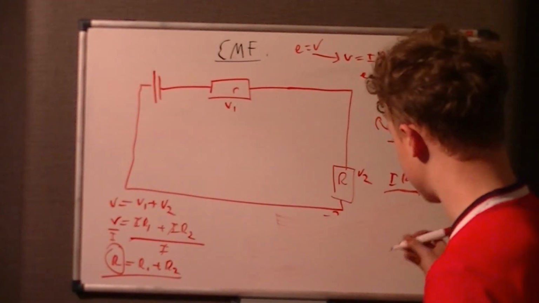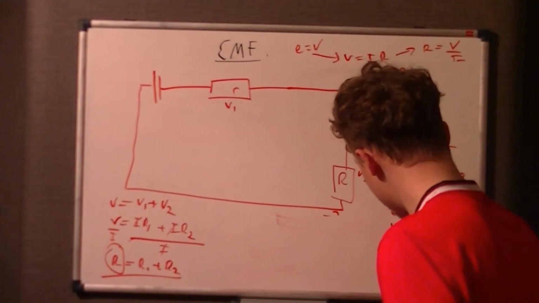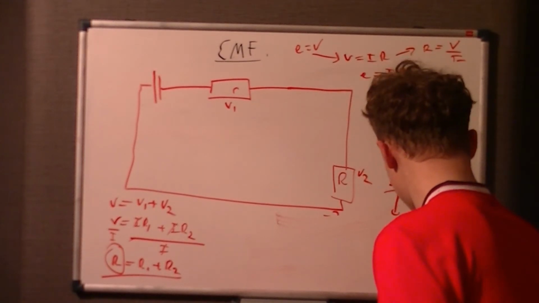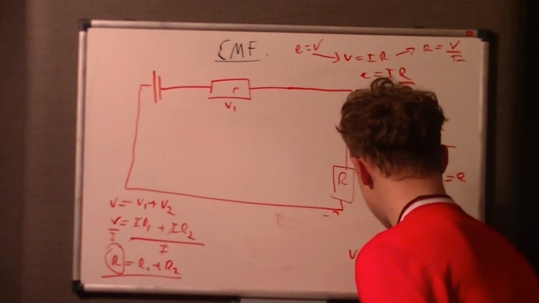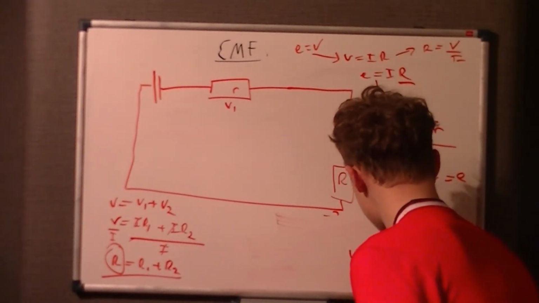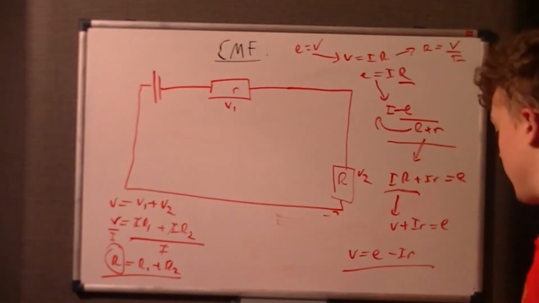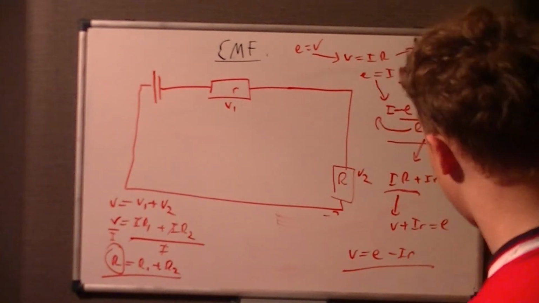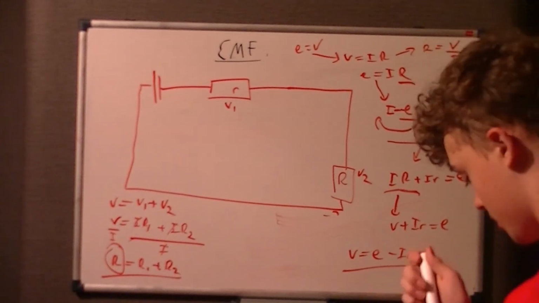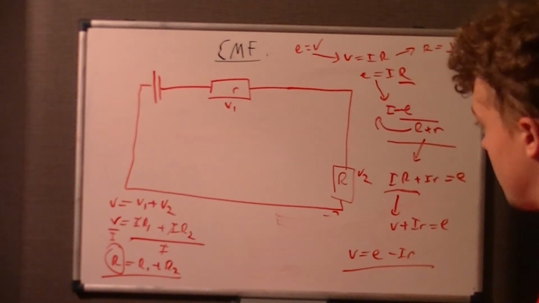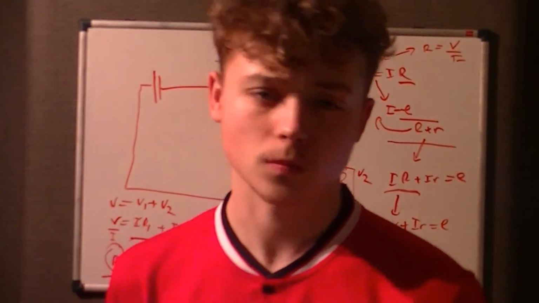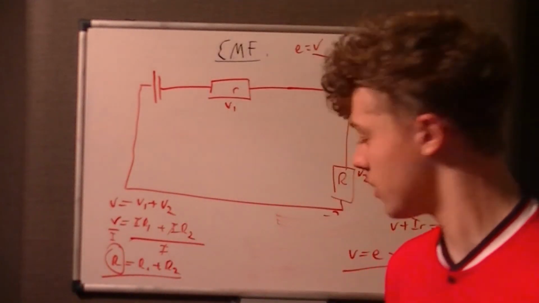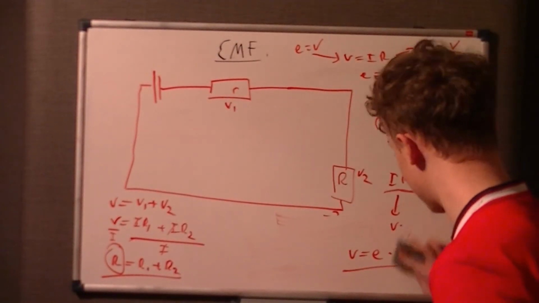So we could change that to V. So V plus I small r equals E. And then we could obviously rearrange this to get V equals E take Ir. Now that will give us the potential difference across the terminals. Well, obviously if there's no EMF, then it's just small Ir. Hopefully you've understood that. Okay, that's pretty much electromotive force done.